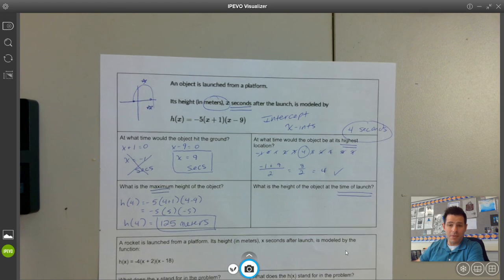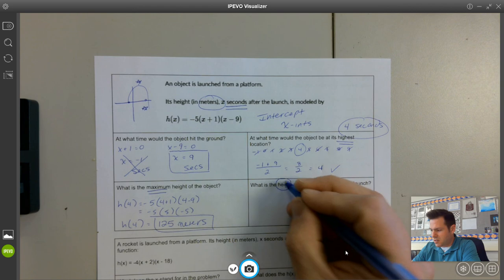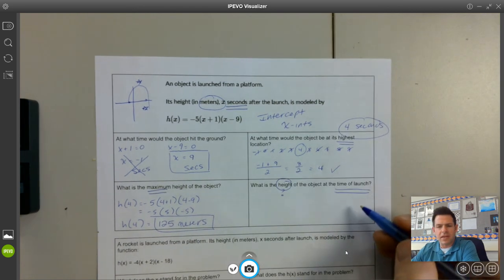So part two to this problem, we're on the last problem. It should be short here. What is the height of the object at the time of launch? So it's a question about figuring out what the height is, but it's happening at the time of launch.